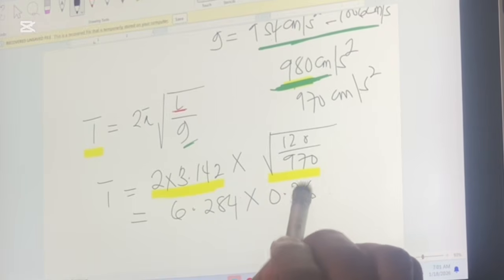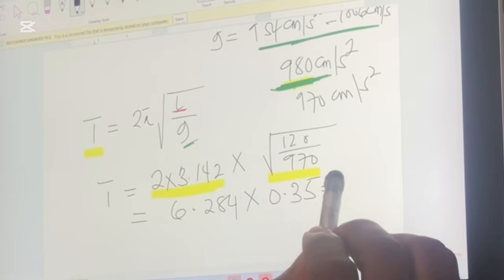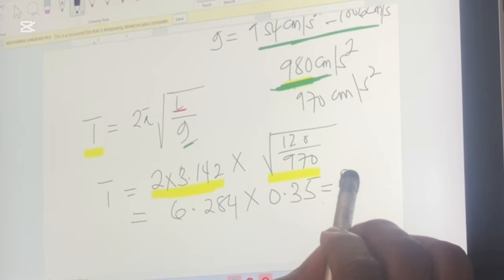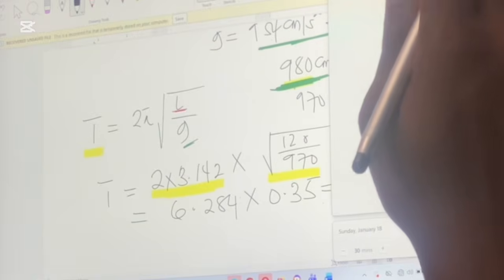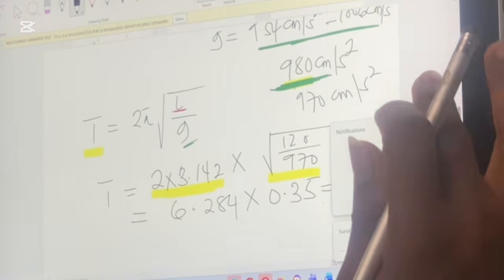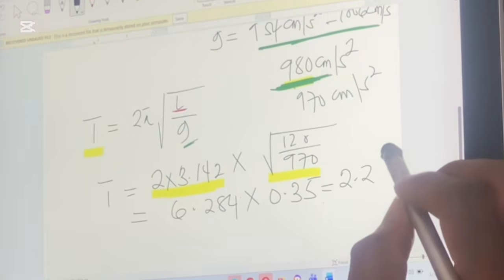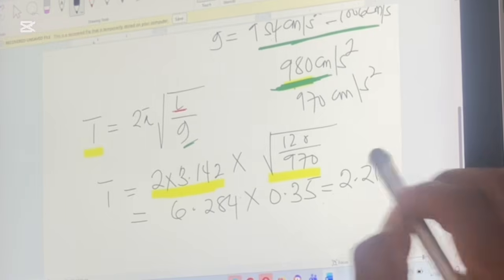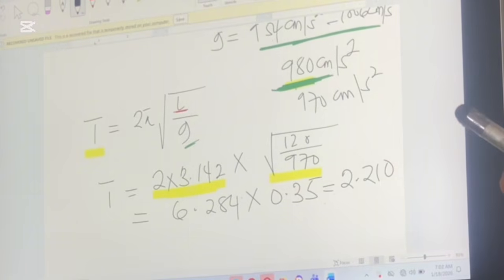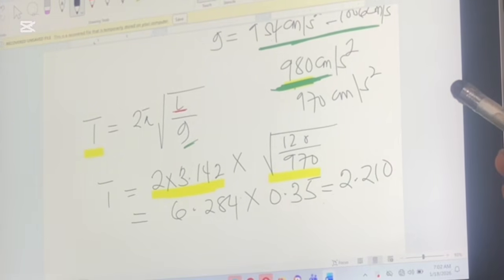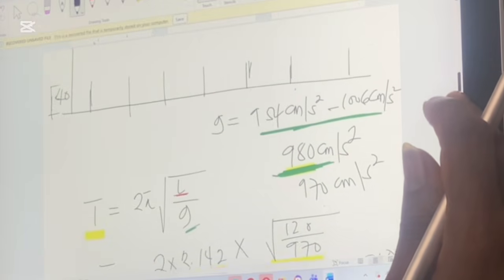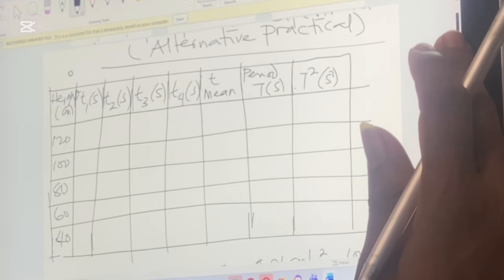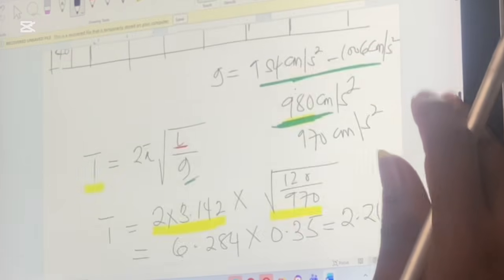So our value here is 0.35, so we get 2.21, sorry, 2.210. Okay, so that is for this. Later we input the values here.